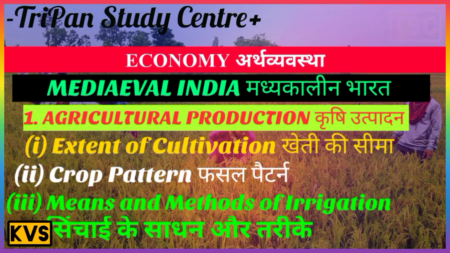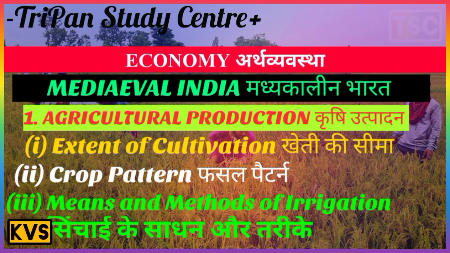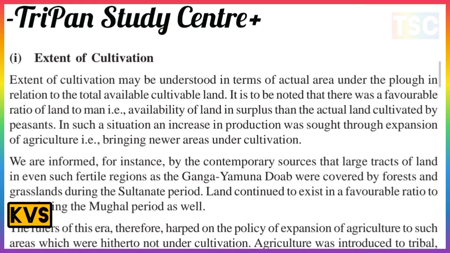Agriculture production constituted the building block of production during the middle period. The income from agriculture was the main source of state revenue. According to agriculture production, the first point here is the extent of cultivation. The extent of cultivation is the most important in the middle period.